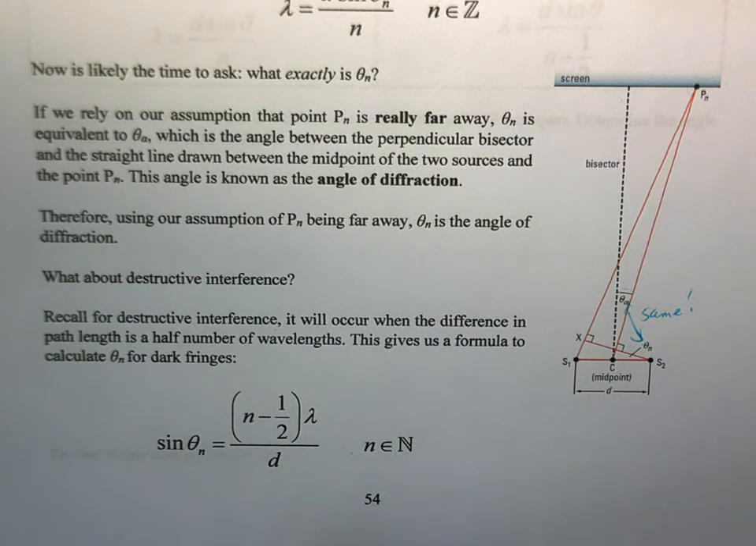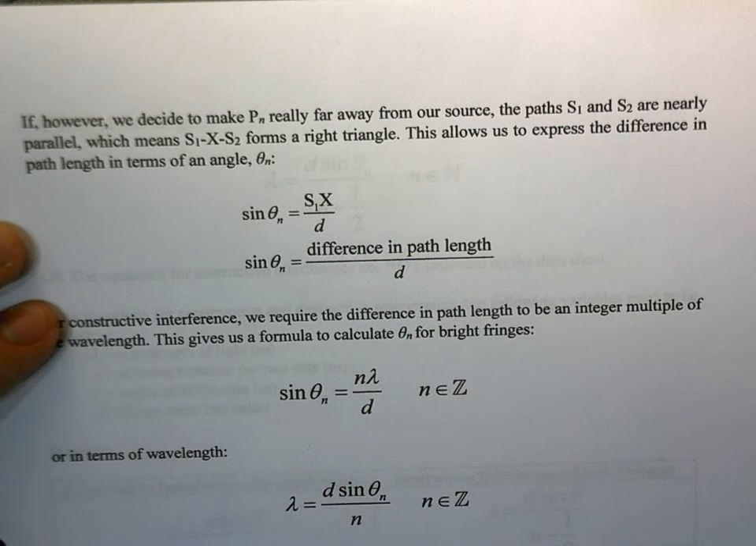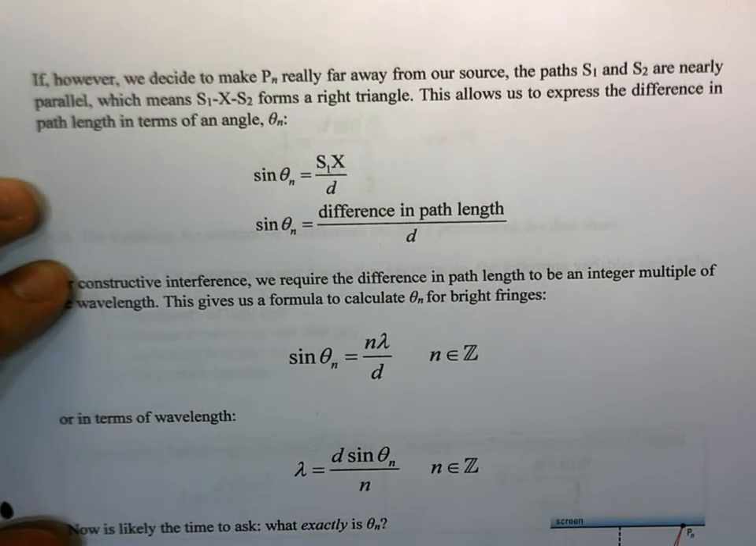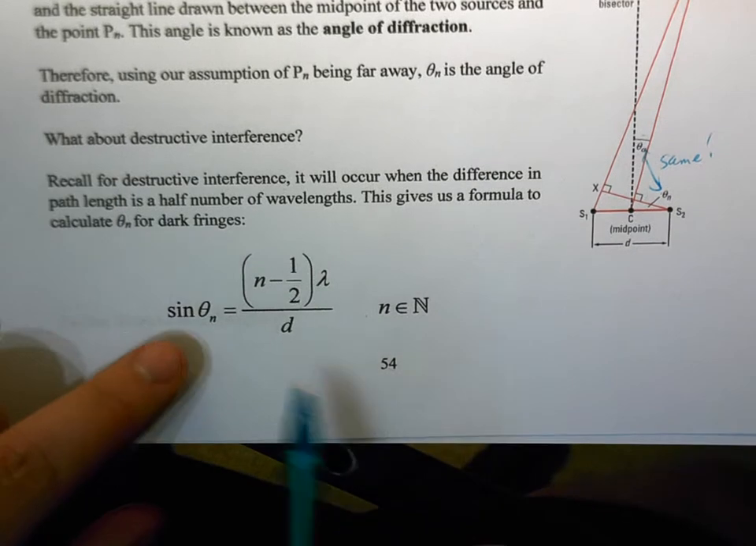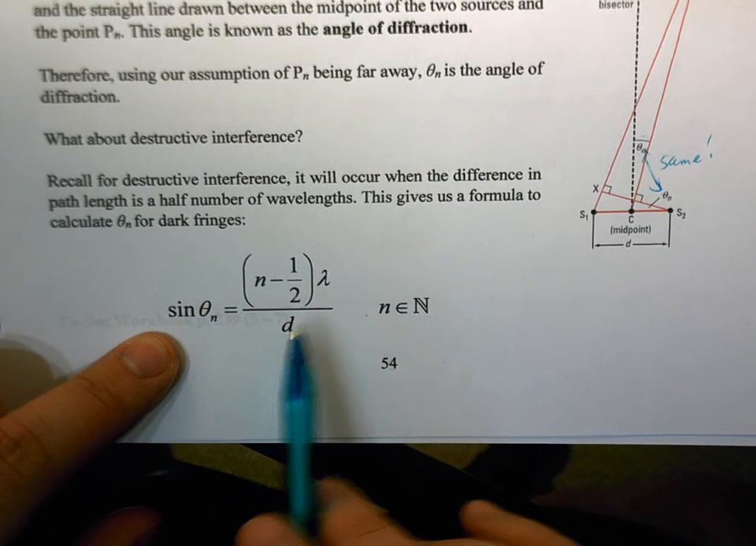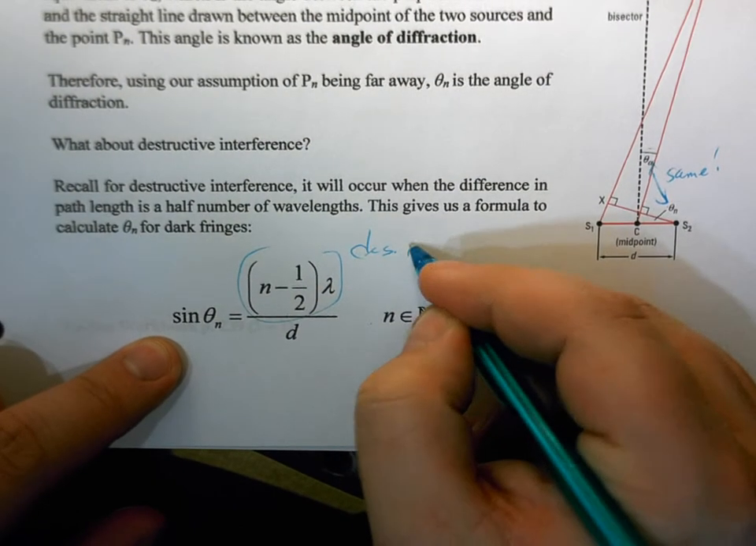Now, somebody might say, well, we've talked about constructive interference. What do we do for destructive interference? Well, have no fear. We kind of go back to the same thing. Sine of that angle has to be the difference in path length over d. If you want destructive interference, you want that difference in path length to be some half integer multiple of the wavelength. So we could say sine of the angle is (n minus 1/2) lambda over d. So this is our condition for destructive interference.